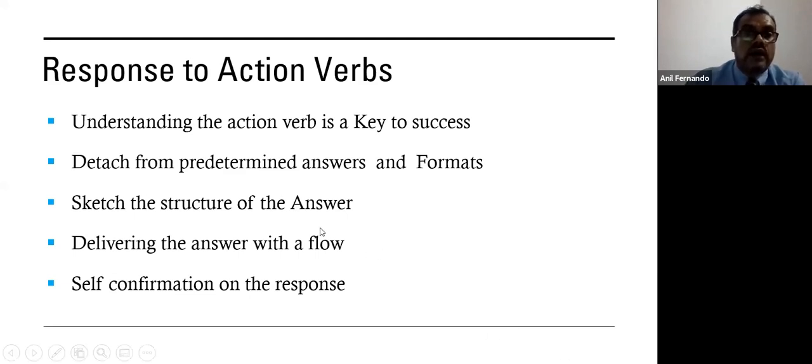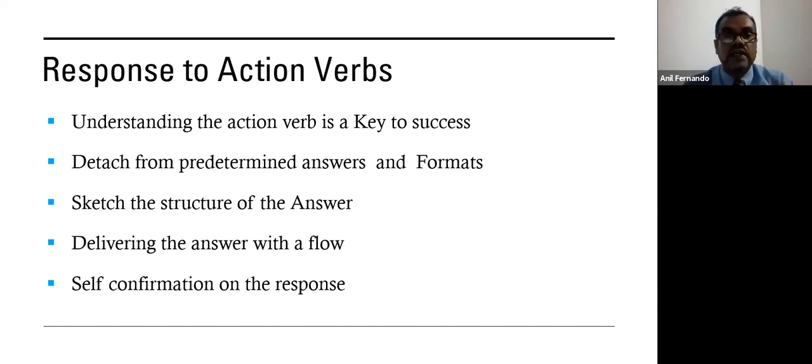Right. There is a caveat in this response to action verbs, but I'm just explaining it to you from the evaluator's point of view. There is a psychology. I'm just going to tell you a trick in a way, but you have to use it very carefully. When you react to an action, there would be a few alternatives.